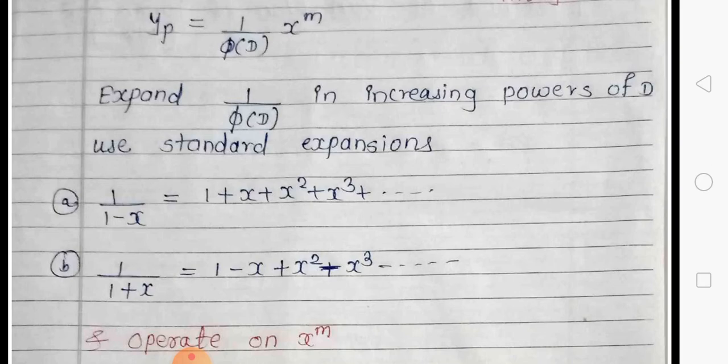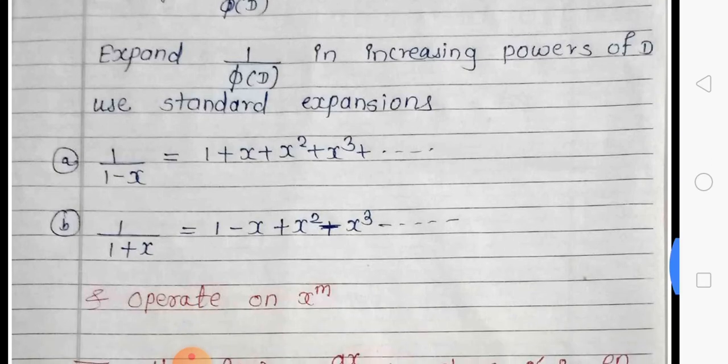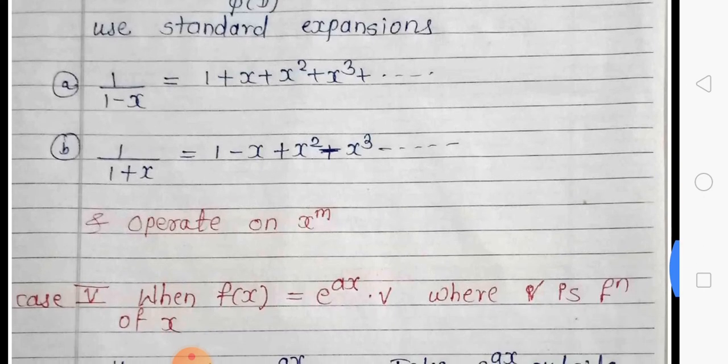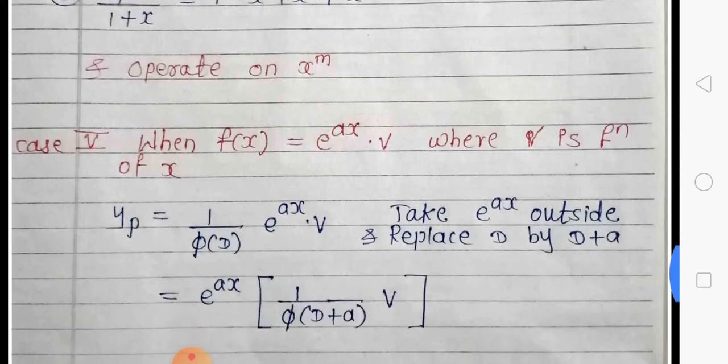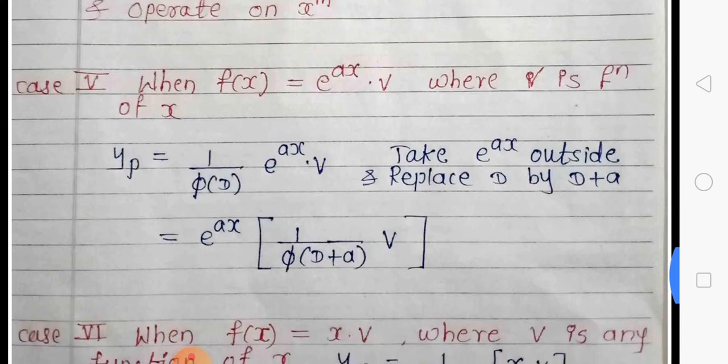And we use the expansion. First is 1 upon 1 minus x. Here the expansion is 1 plus x plus x square plus x cube up to the next terms. And we use 1 upon 1 plus x. Here the value is 1 minus x plus x square minus x cube plus up to the next terms. We use the expansion and we operate this on the function x raised to m. If we operate, then we get the solution of the given equation.